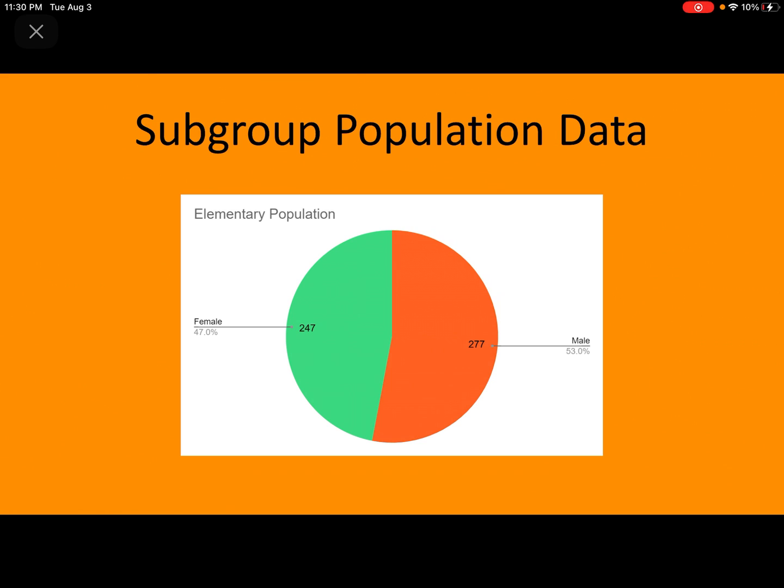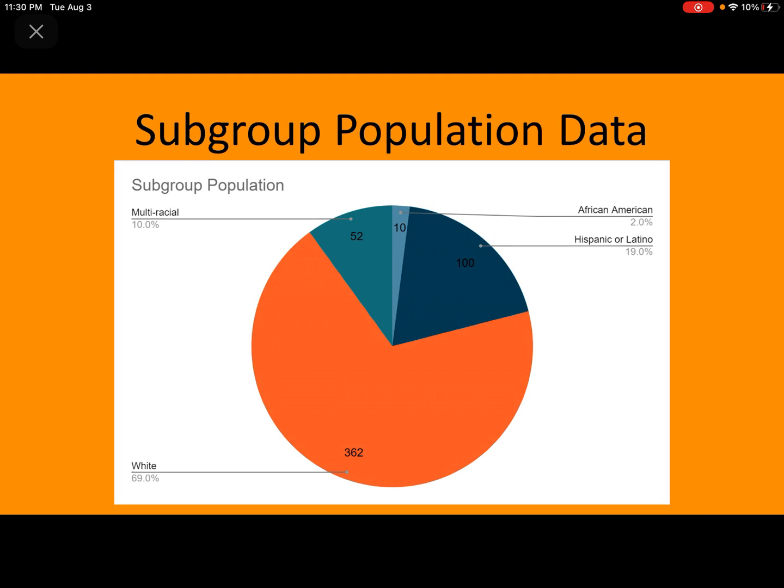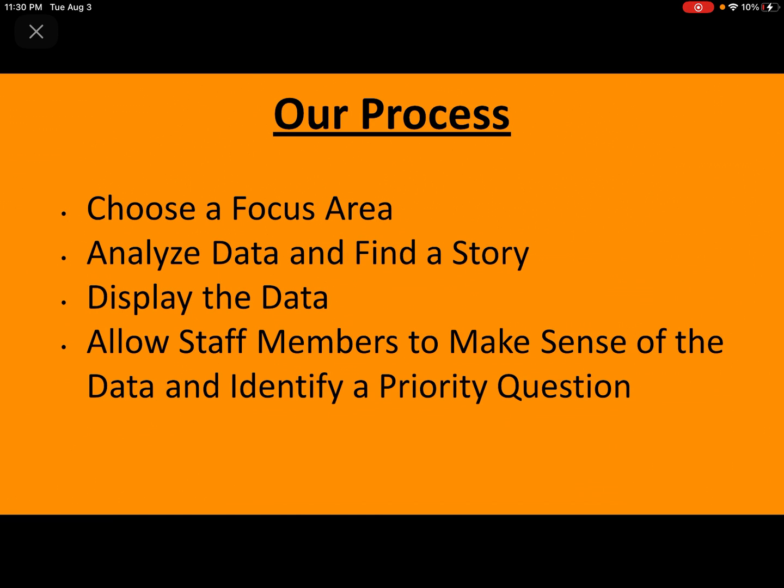And then here's a sample of a subgroup population data. So this is identifying gender. This is looking at gender, demographics, economically disadvantaged, and students with disabilities. This is a subgroup population of demographics. And this is looking at economically disadvantaged and students with disabilities.